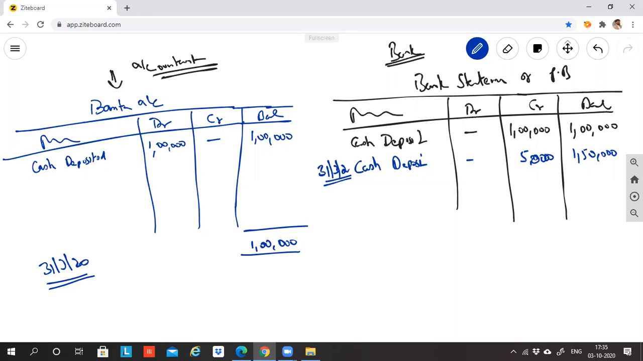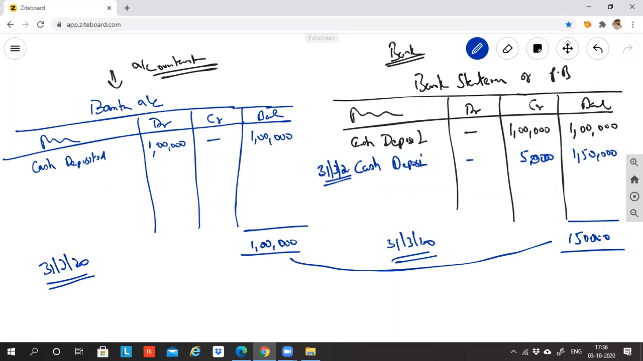Sorry, the balance in the bank account ledger is 1 lakh rupees, and here in the bank statement it is 1,50,000 rupees. This is also on 31/3/2020. Now, please tell me, is there a difference or not? Yes, sir. Is it a genuine difference or not? Did I do anything wrong as an accountant?